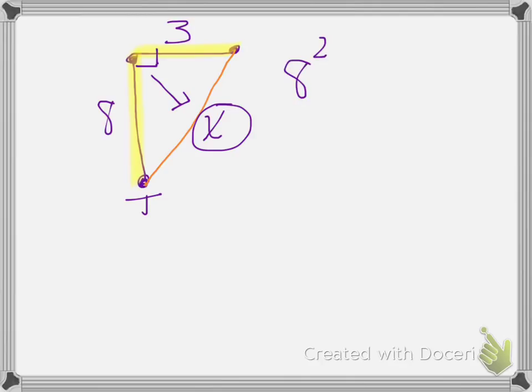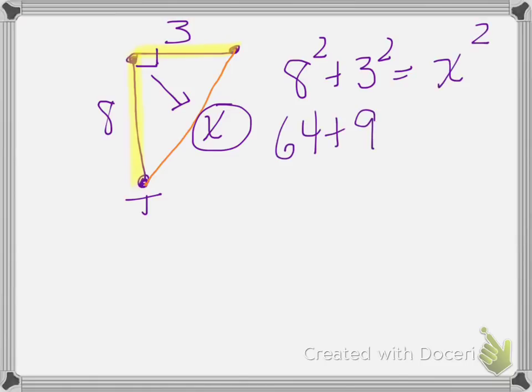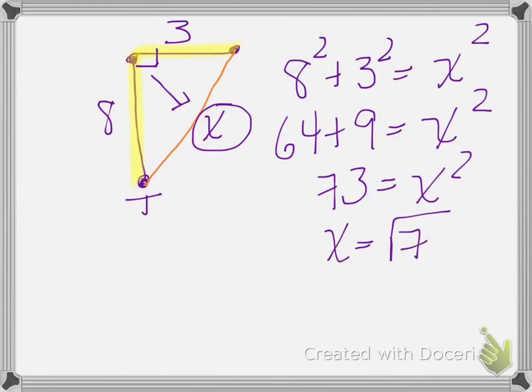So I'm going to get 8 squared plus 3 squared equals x squared. 64 plus 9 equals x squared. 73 equals x squared, and I know 73 is not a perfect square, so I need to be prepared for simplifying a radical or using my calculator. And I'm going to get x equals the square root of 73. So if you put that into your calculator, you would get that x equals 8.544, and it continues on.